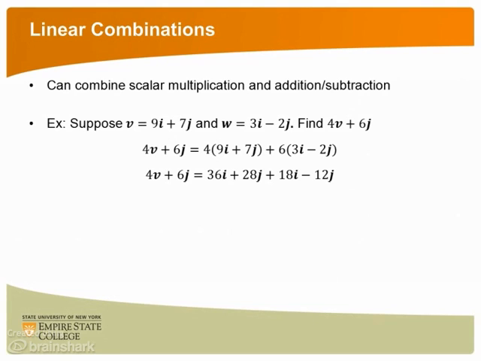This leaves us with 36i plus 28j plus 18i minus 12j. Now we will combine our like components, so i with i and j with j. So our linear combination is the vector 54i plus 16j.